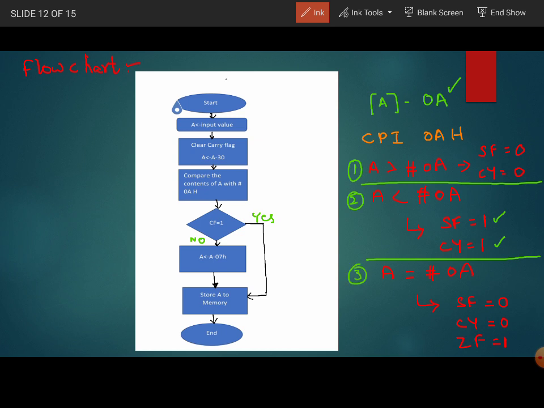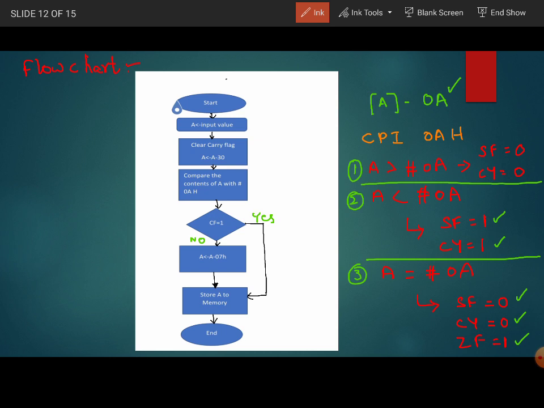And third case is when the content of accumulator is equal to 0A. When the contents may be same. So when the contents are same or when the data is same, what happens? The result will be 0. Because you are subtracting the content of accumulator minus 0A, and the accumulator register also has 0A, so the answer would be 0. So zero flag will be equal to 1, carry flag will be 0 and sign flag will be 0. So this is what is done in the comparison operation.